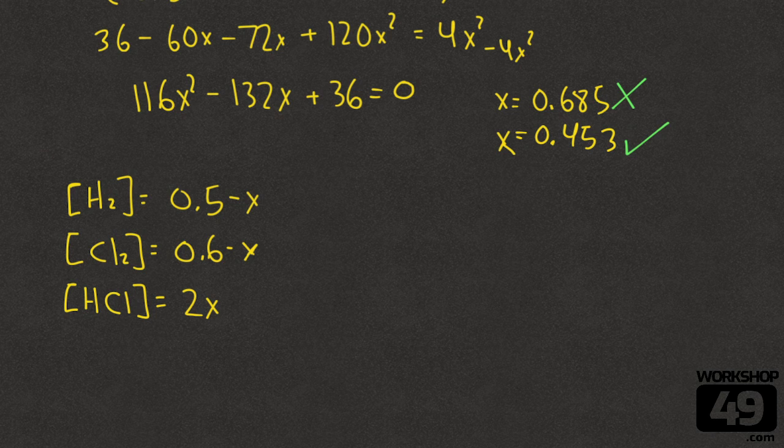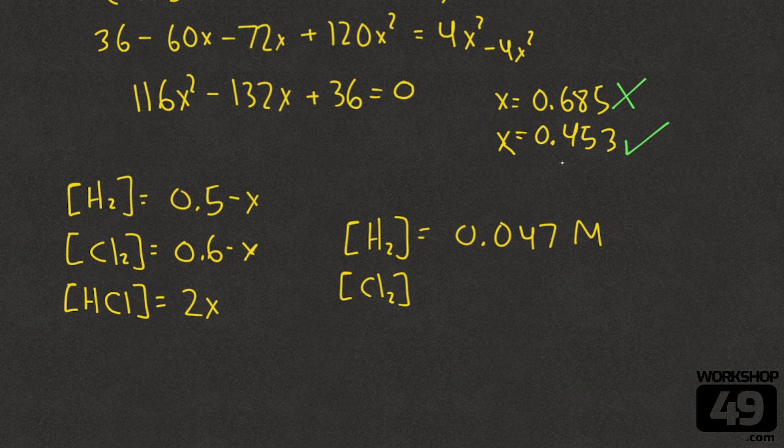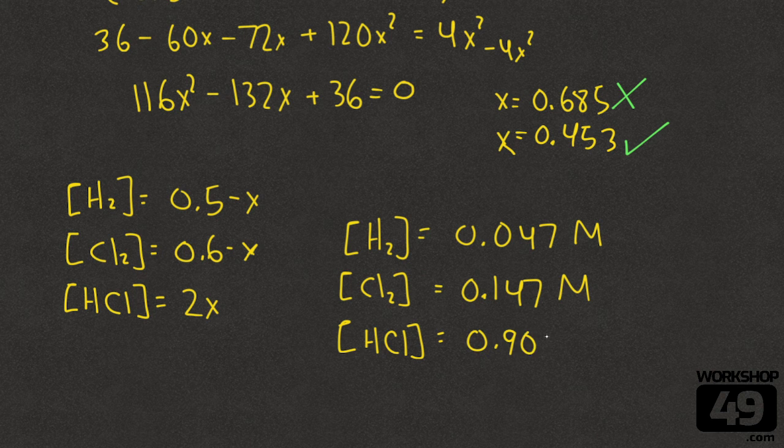The 0.453 is. We're going to get our final answers by plugging this 0.453 in for x, and our final answers are: concentration of H2 is 0.047 molar. Our concentration of Cl2, when we fill in this 0.453 for x, is going to be 0.147 molar. And our concentration of HCl, whose equilibrium concentration was 2 times x, is going to work out to be 0.906 molar. And there we have it.